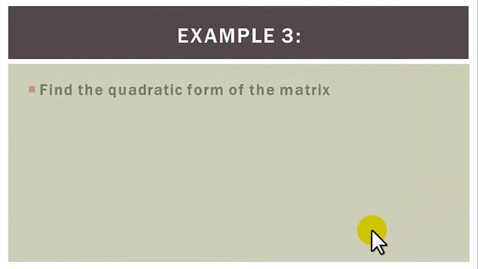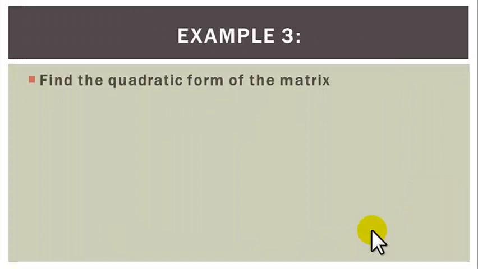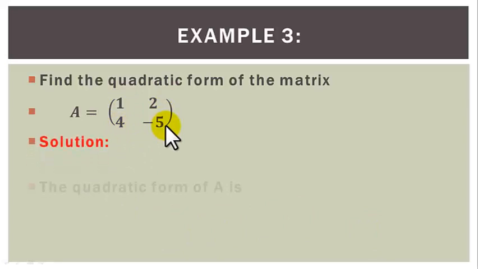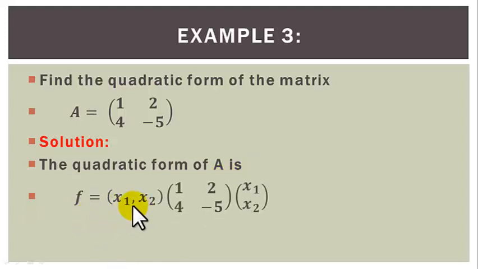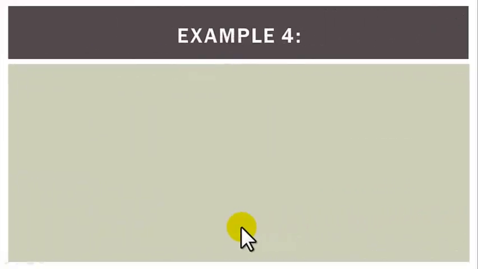Example 3. Find the quadratic form of the matrix A equal to the matrix consisting of the elements 1, 2, 4, minus 5. Solution. The quadratic form of A is f equal to the row vector x1, x2 times the matrix A times the column vector x1, x2. Please note A is a 2 by 2 matrix, so our quadratic form will be a function of 2 variables x1 and x2. So multiplying this out will give us f equal to x1 squared plus 6x1x2 minus 5x2 squared.